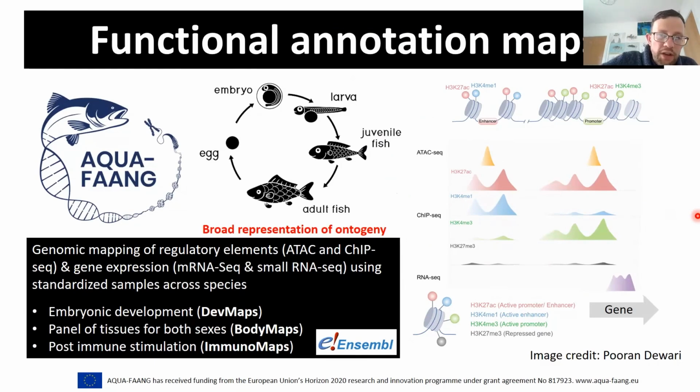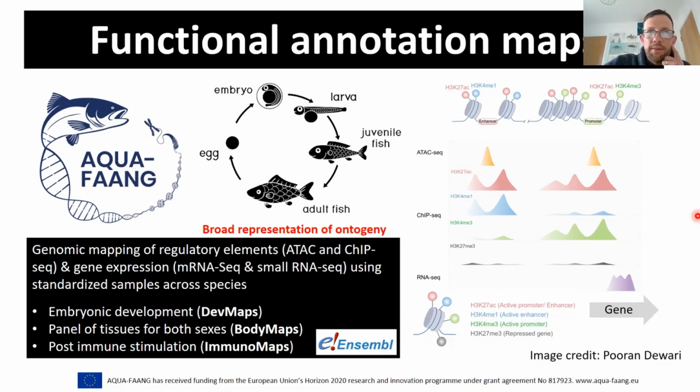Excuse me. These 3 functional annotation maps aim to capture the dynamics of genome activity across embryonic development. We call that dev maps. Then in adult tissues from both sexes, in both mature and immature stages of development, that's called body maps. And after immunological challenge, which is called immuno maps. I'll come back to those in a bit more detail when discussing the salmonid data.